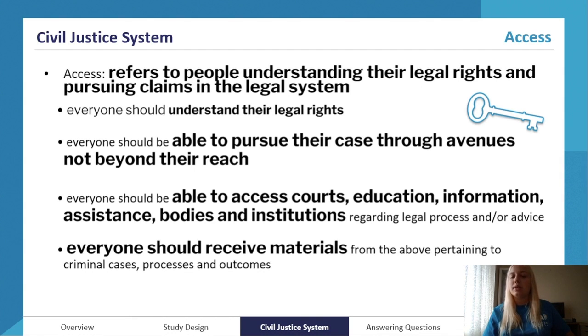Everyone should be able to access courts, education, information, assistance, bodies, and institutions regarding legal processes and or advice. So, you'll make discussion points about how this specific service or even the courts, they have information available online that you can access and read about, find out about your legal rights and how court proceedings work. You can talk about legal representation, helping to bridge gaps in access, and things like that. And everyone should receive materials from the above pertaining to criminal cases, processes, and outcomes.